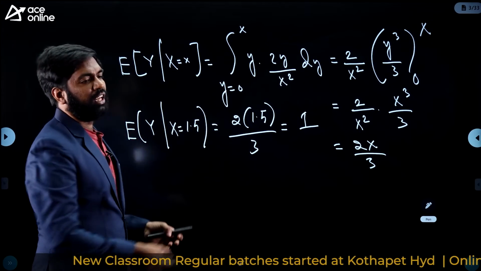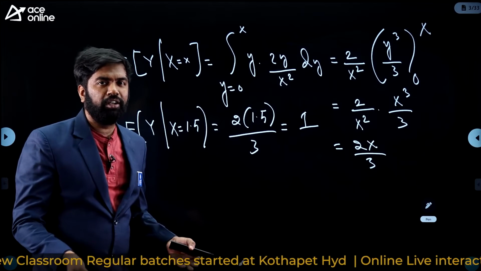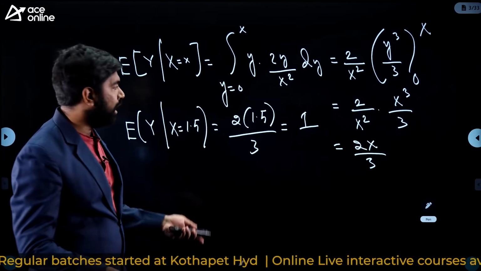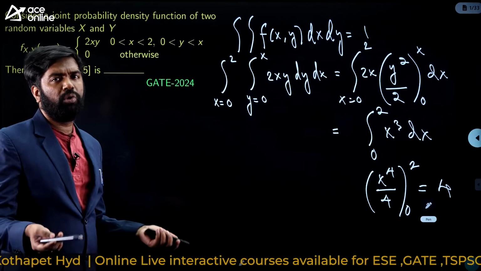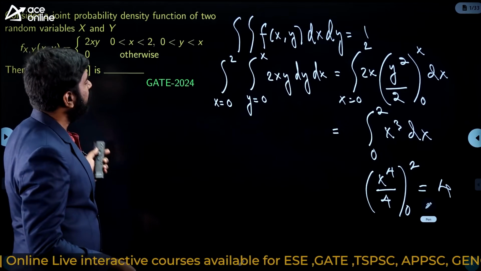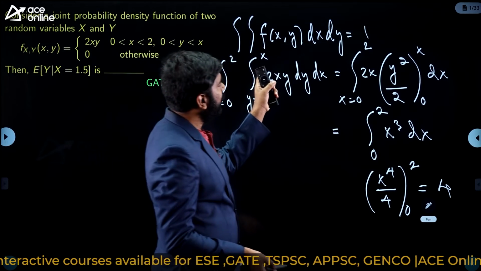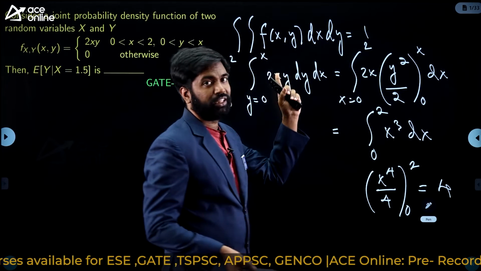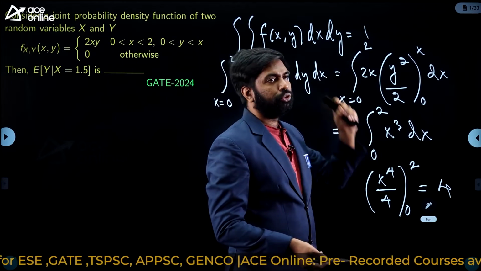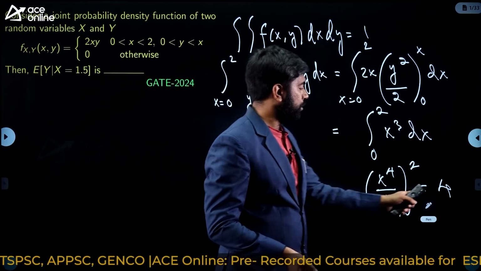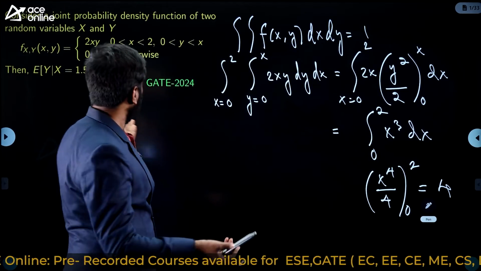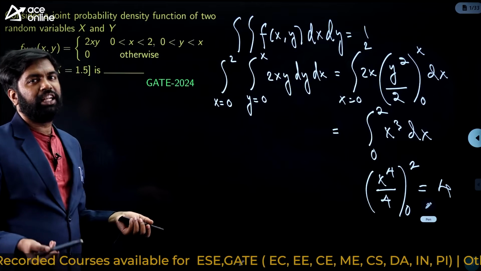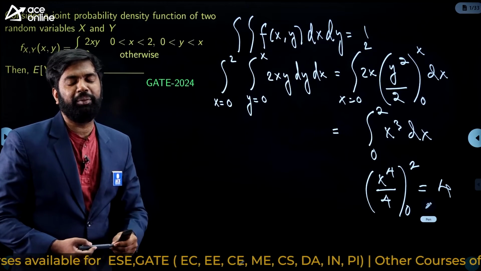Initially they gave a key like this, but after some days they gave the final key, and in that they mentioned marks to all. What's the reason behind that? The reason is that when you perform this double integration over all the values of x and y, this double integral value should give you 1, but it was not 1. So it's an invalid joint PDF, hence this becomes meaningless. That's why marks to all was given.